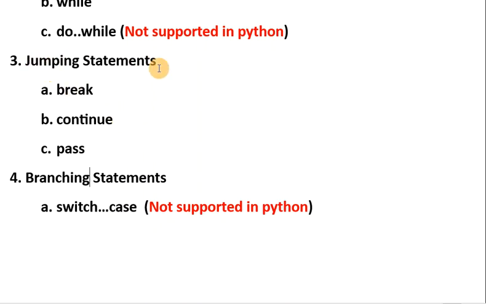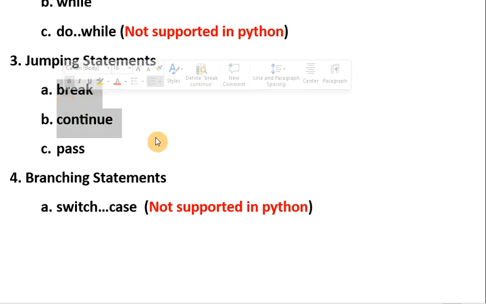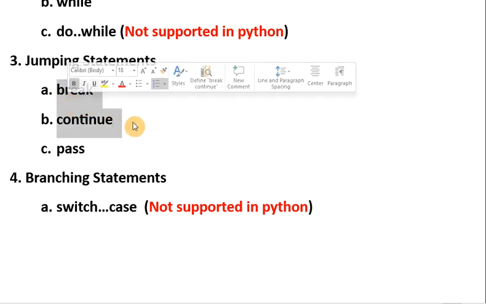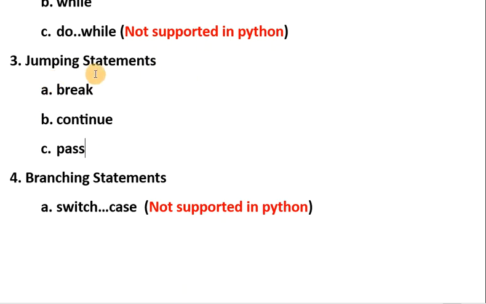So in the jumping statements, you can see break and continue. These two keywords we are already aware of because they are very common and used in all programming languages. But here in Python we are going to see a new jumping statement, that is pass. This pass statement is used here in Python as well. We will look practically at how we can use break, continue, and pass.